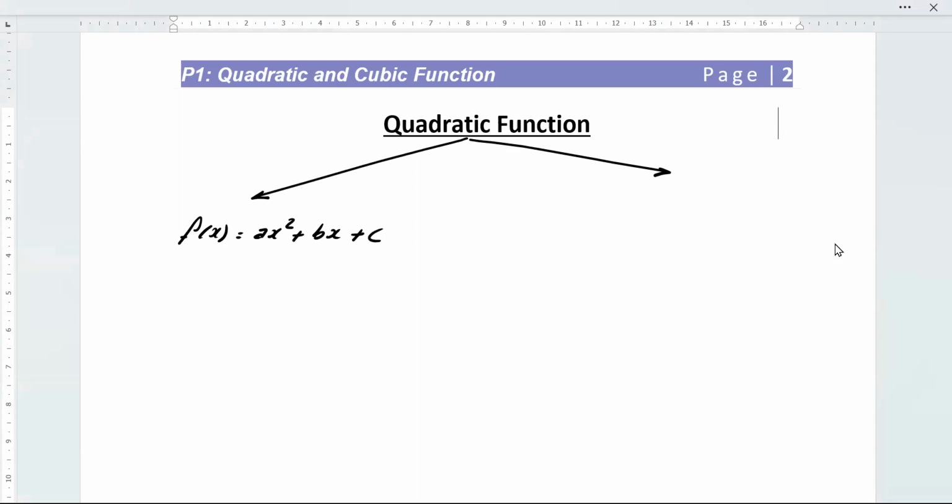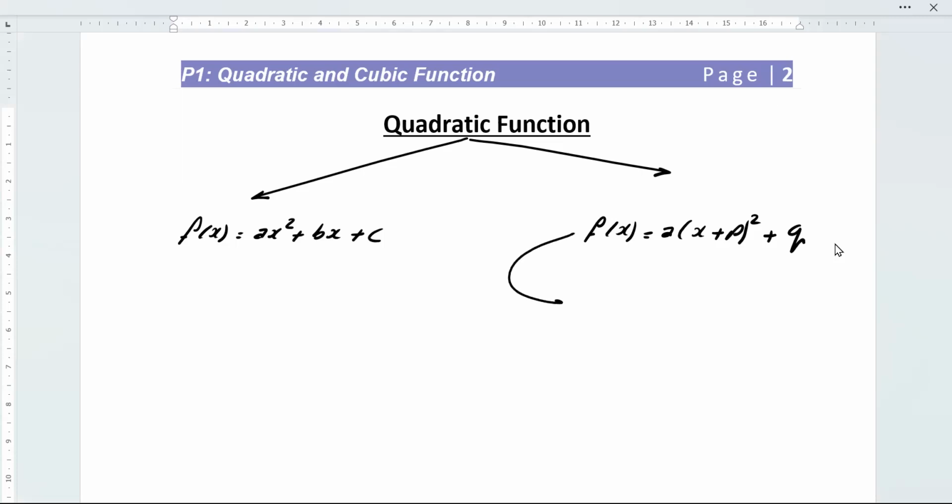The completing square form is f(x) equals a(x plus p) squared plus q. This is called the completing the square form. What is the most important thing about this form? Actually, the most important thing is that from this form you can get the maximum, turning or stationary point.